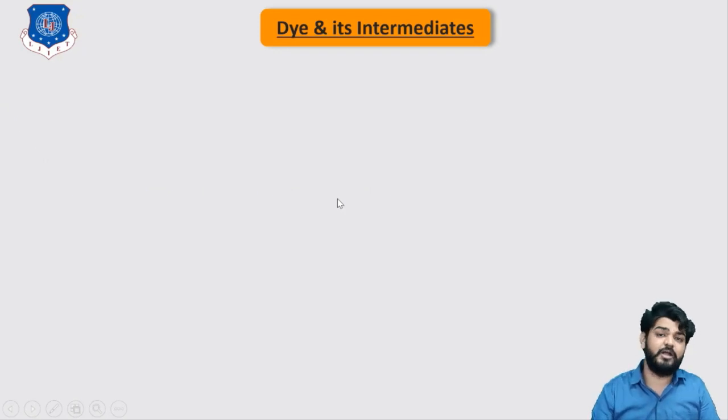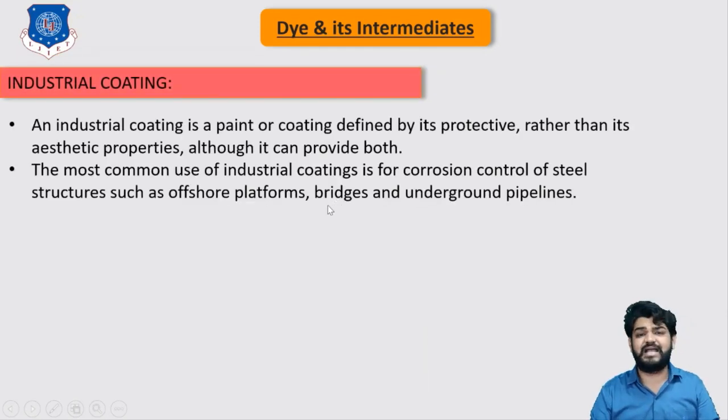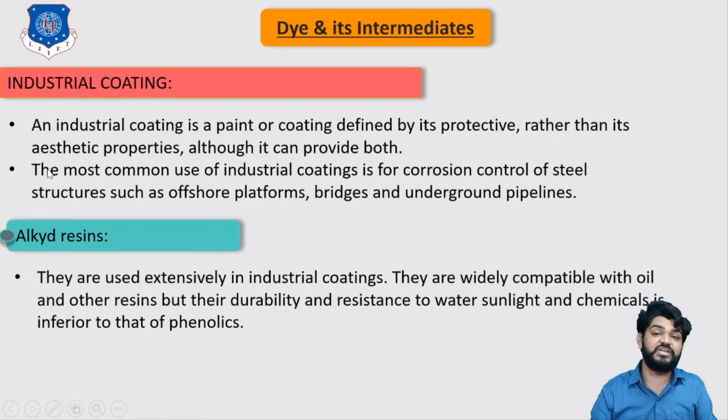So this was all about the varnishes. Now let's understand what we mean by industrial coating. As you can see here, an industrial coating is a paint or coating defined by its protective rather than its aesthetic properties.